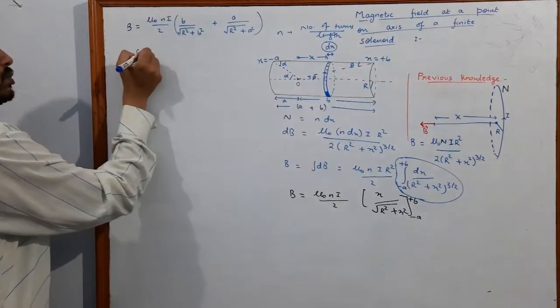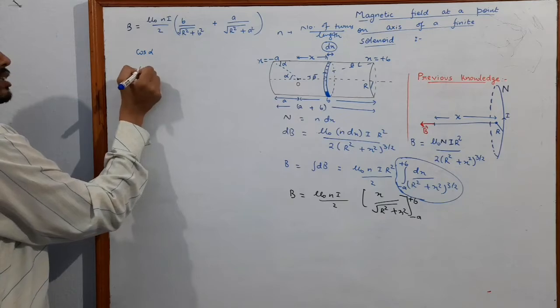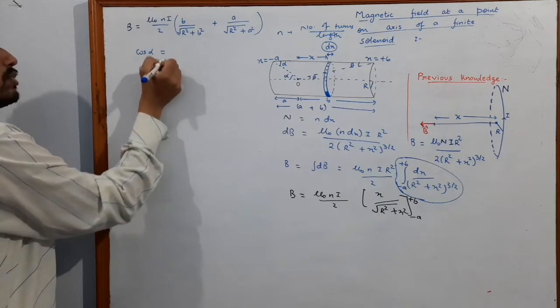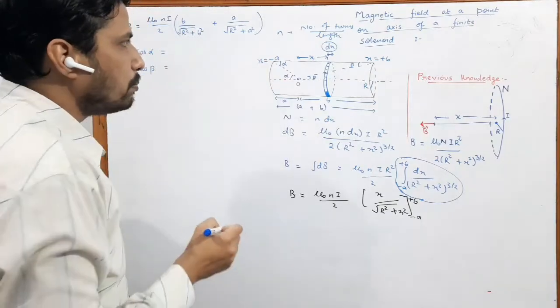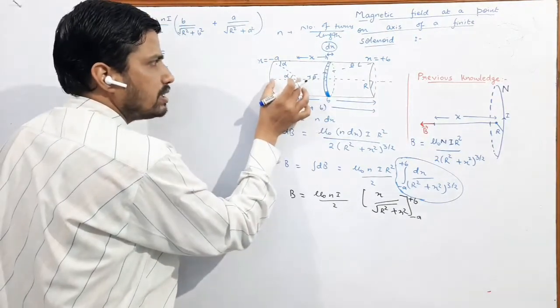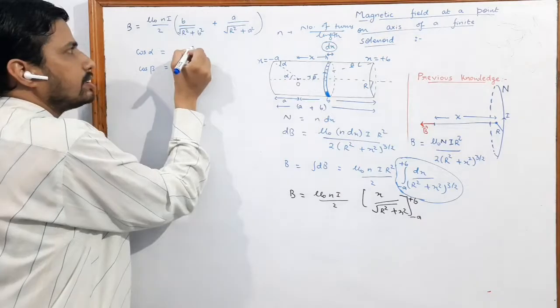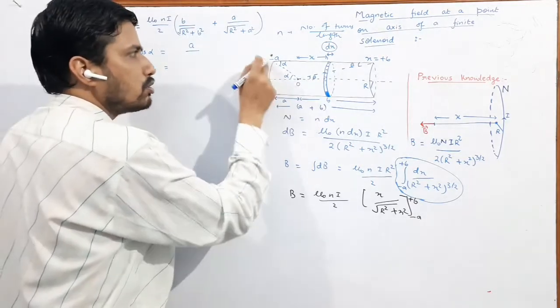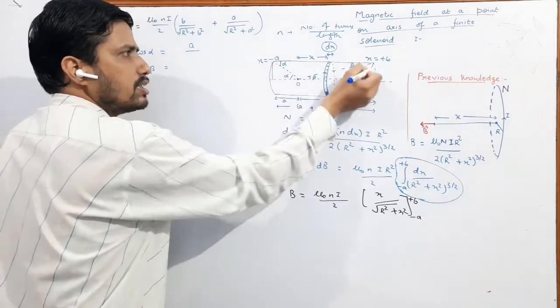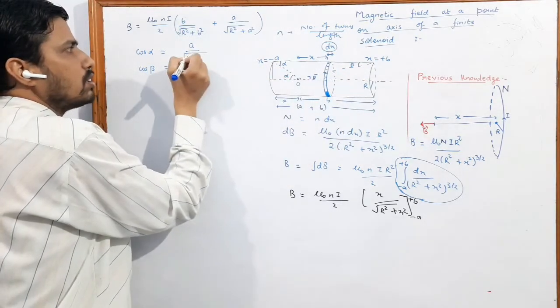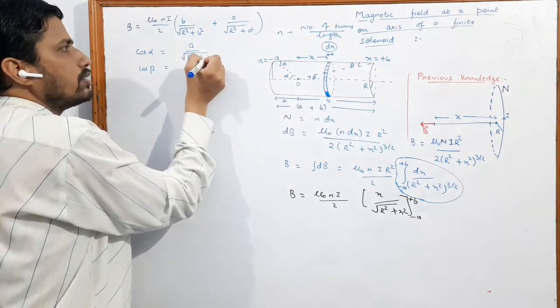Now in this figure, try to write expressions for cos alpha and cos beta. Cos alpha, you can see in this particular triangle, will be base upon hypotenuse. Now this base is nothing but this length, that is a, upon hypotenuse. This hypotenuse will be root under this square plus this square. Now this is nothing but radius, r. So under root r square plus a square.